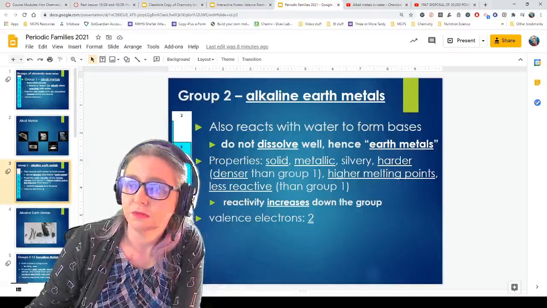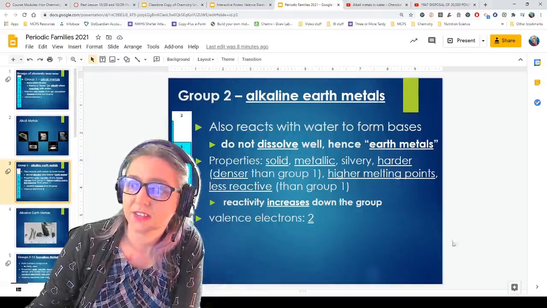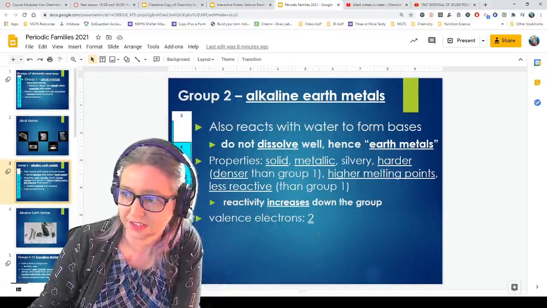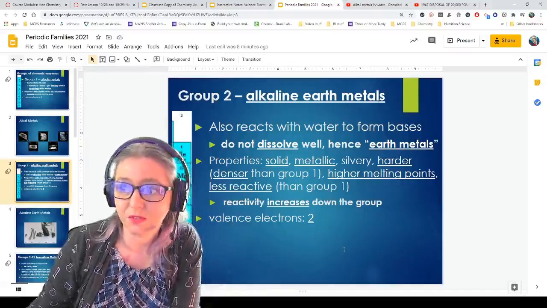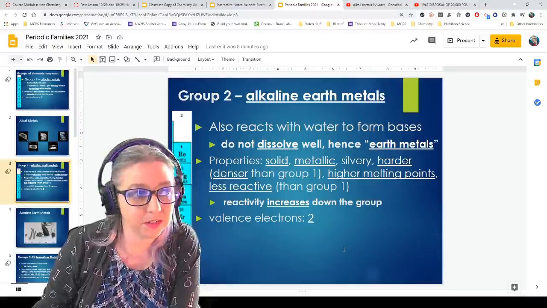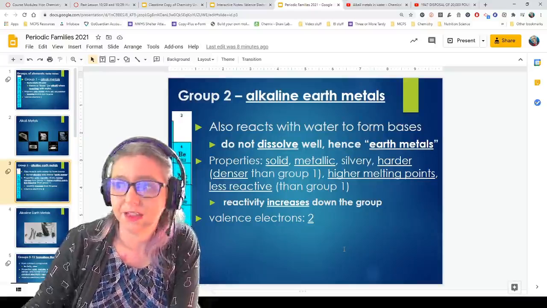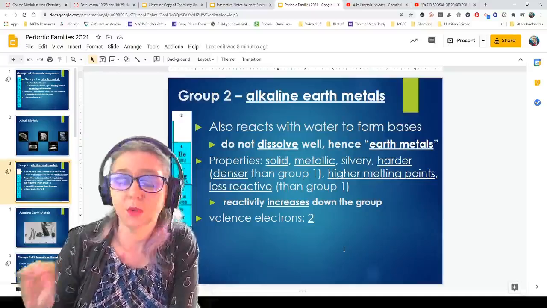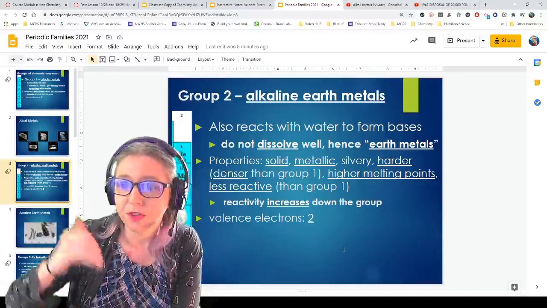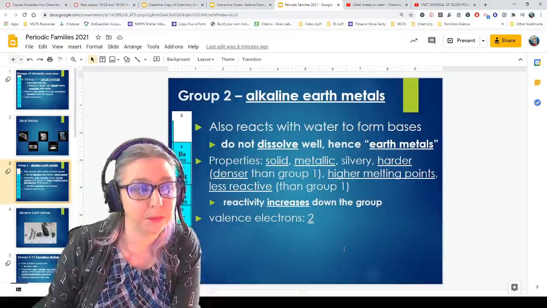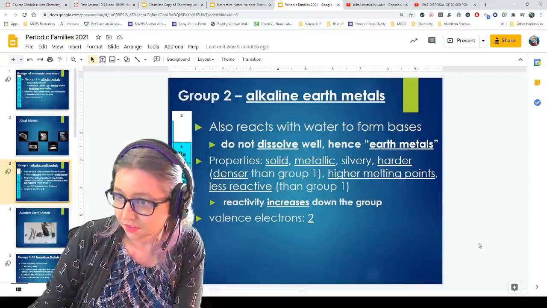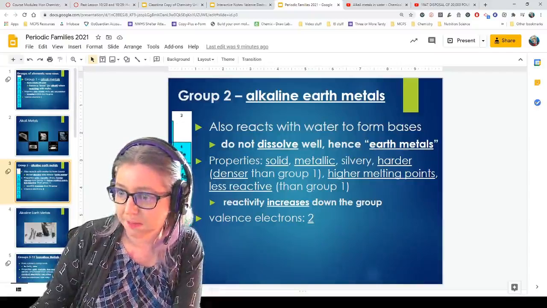So group 2, now we had 1 valence electron. These guys have 2 valence electrons. They're also very reactive as far as metals are concerned, but not as reactive. They won't explode with water, but if you put them in test tubes with water, they will bubble. So as you go down, they get bigger.